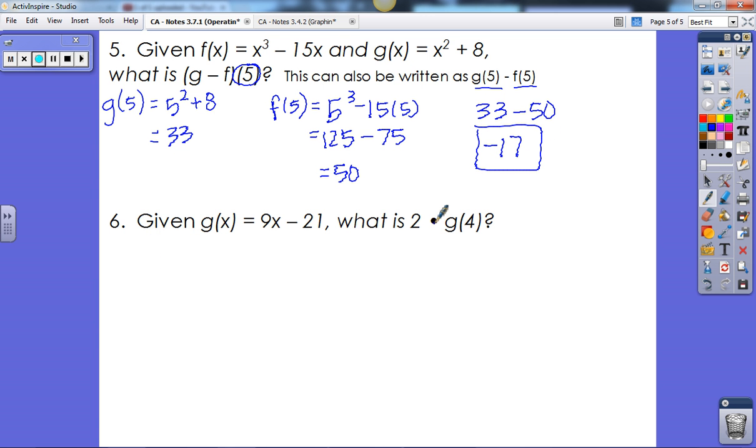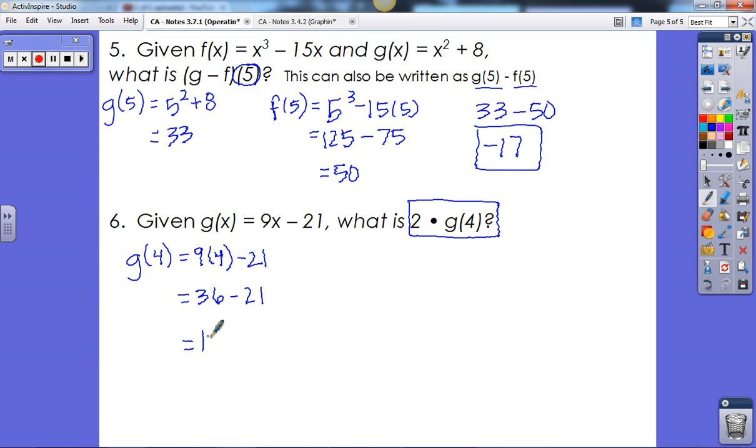If this is what I'm given and I'm asked to find 2 times g of 4, I'm going to evaluate g of 4 and then I'm going to multiply my answer times 2. So if I find g of 4 by plugging in 4, 9 times 4 is 36. 36 minus 21 is 15. And then I'm going to take that answer, multiply it by 2, and I get an answer of 30.